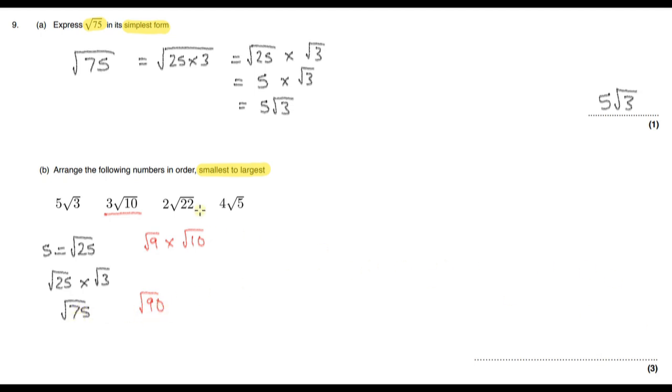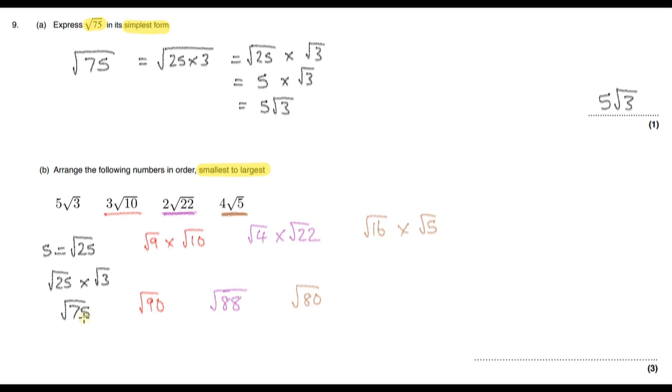So let's keep going. Let's use fuchsia for this next one. So 2, well, that's the same as root 4. So that's going to be root 4 times root 22, which is going to be root 88. So root 88. And then finally, I think I'm going to use a brown, or I'm not sure really what color. I think this is brown. So 4, that's the same as root 16. So it's going to be root 16 times root 5. And 16 times 5 is 80. So that's going to be root 80.